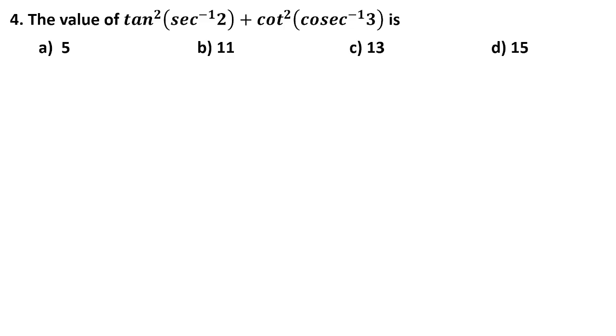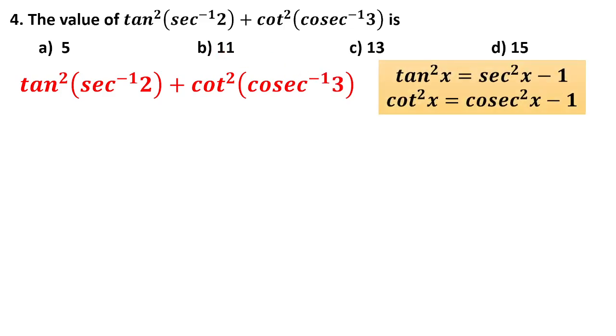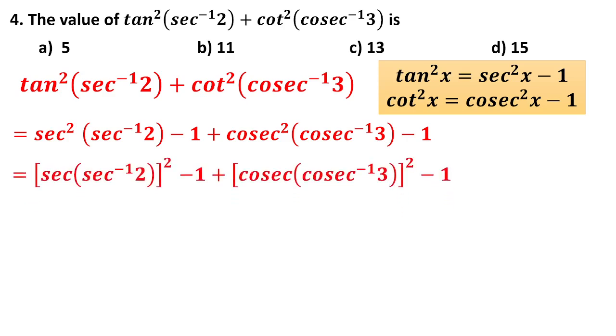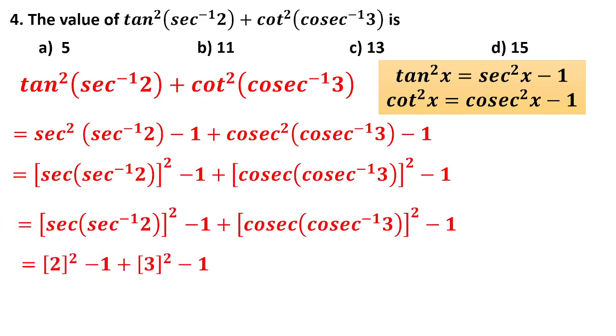Question number 4. We have to find the value of tan squared secant inverse of 2 plus cot squared cosecant inverse of 3. Let us take the expression. We know that tan squared x is secant squared minus 1 and cot squared is cosecant squared minus 1. I am using it. Secant squared of secant inverse 2 minus 1 plus cosecant squared of cosecant inverse 3 minus 1. Secant of secant inverse 2 is 2 only. Therefore, 2 squared minus 1 plus 3 squared minus 1. Therefore, the answer is 11. Therefore, the option is B.